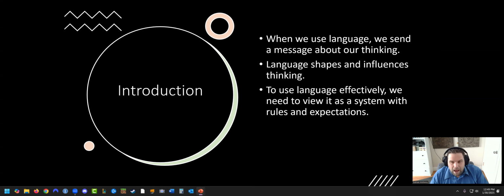Okay. So to start off and begin to break apart all those different elements that we just looked at: when we use language, we are essentially sending a message about our thinking. We are verbalizing, we are constructing an alternative grouping of different symbols to be able to convey what's going on inside of our heads. And of course, language shapes and influences thinking in the reverse.